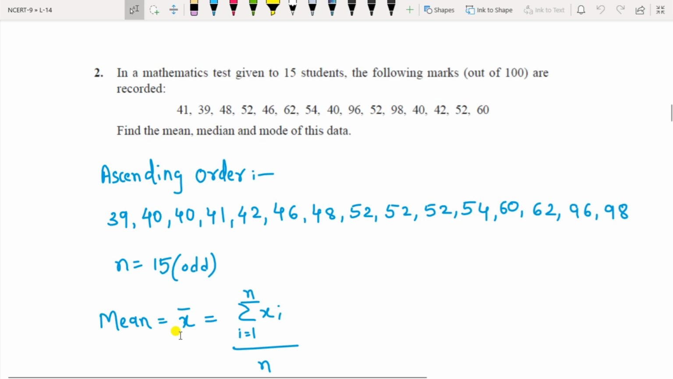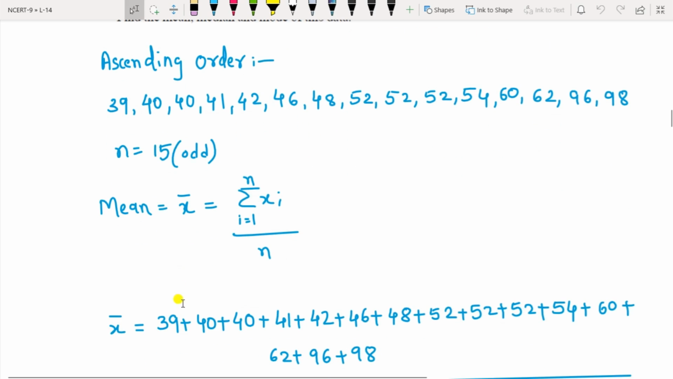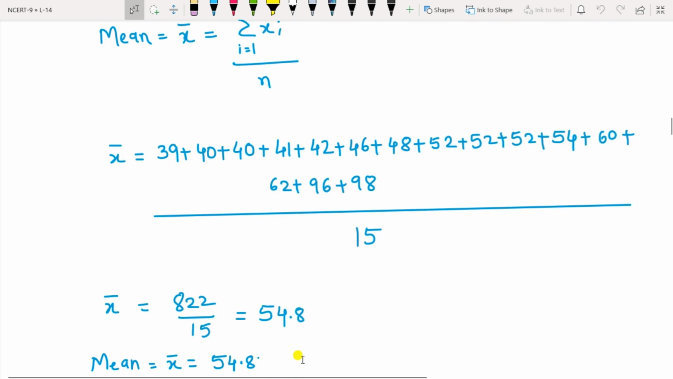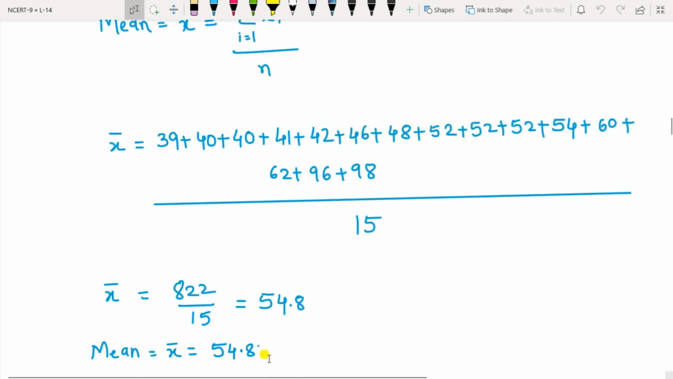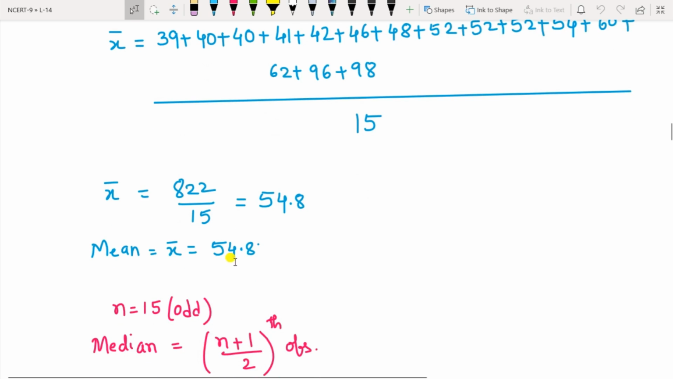Only observations are there, so we will use the formula for mean, x bar equal to sigma xi, i equal to 1 to n, divided by n. Write all these observations and divide by 15. So you get the answer as mean equal to 54.8.